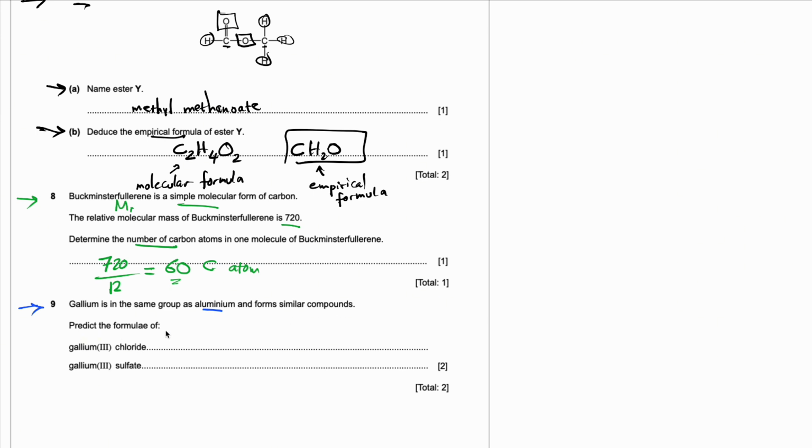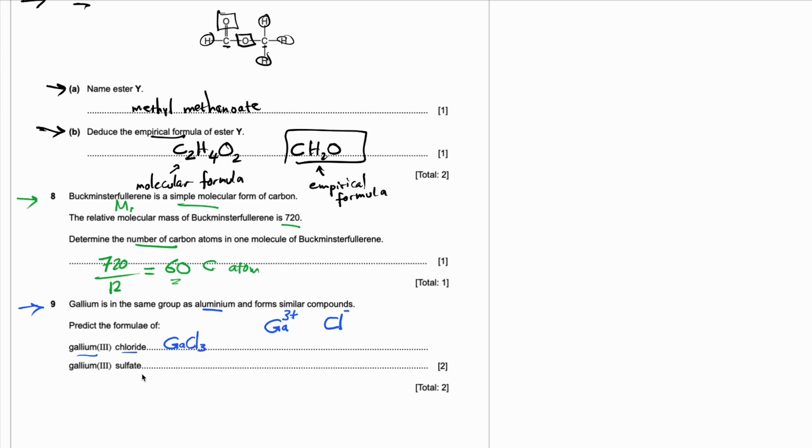Next, gallium is in the same group as aluminium and forms similar compounds. Predict the formulae of gallium 3 chloride. Remember the crisscross method, or crossover method, you may name it. So here we have gallium, and it has a charge of 3 positive. Remember, all metals have positive charge, they are cations. And chlorine, when it forms an ion, it becomes chloride. It has 1 minus charge, and then you crisscross the numbers, so it gives us gallium 1, chloride 3.